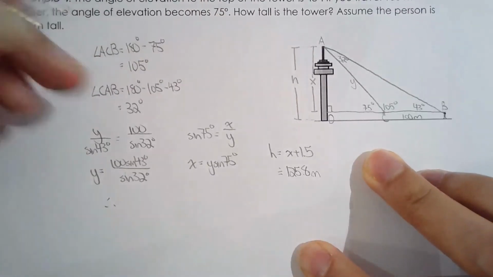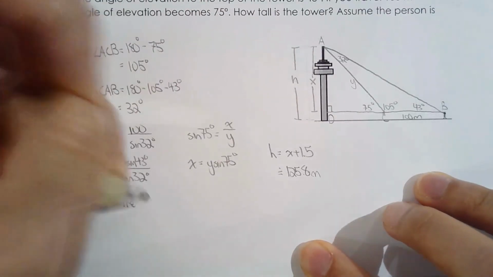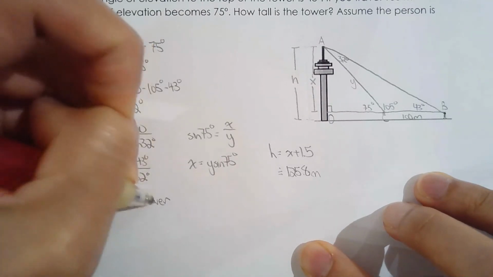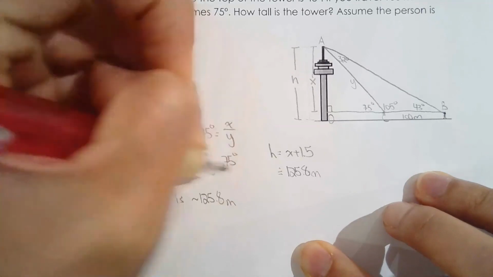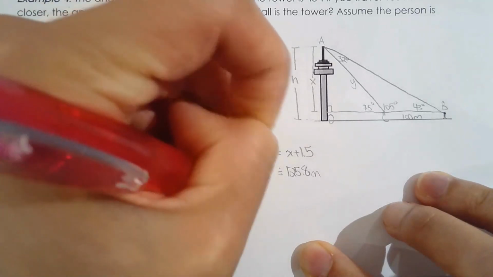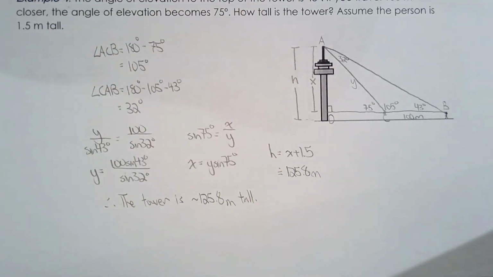Therefore, the tower is approximately 125.8 meters tall. So that's the sine law. You use this when you don't have a right triangle, but be careful. In the next lesson, we're going to look at when the sine law fails us. And we already kind of saw a bit of that with example 3.